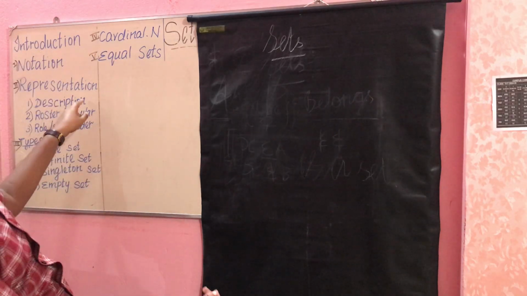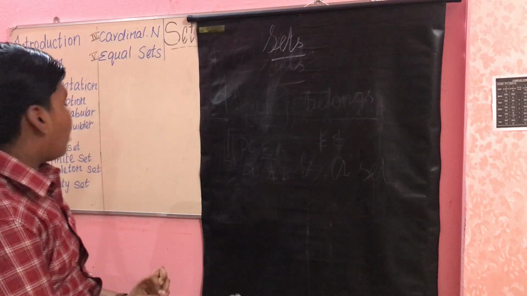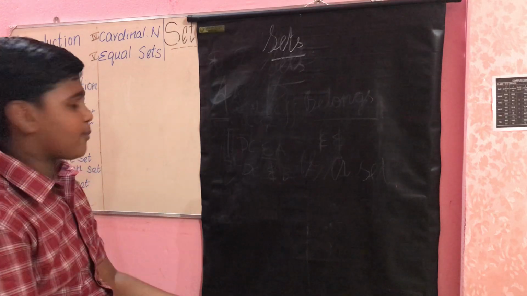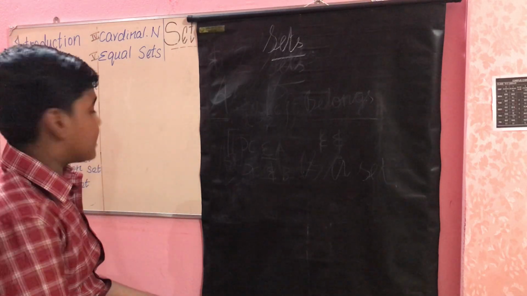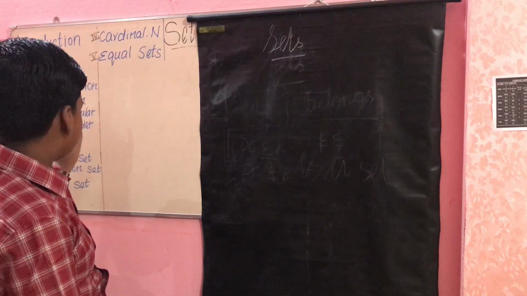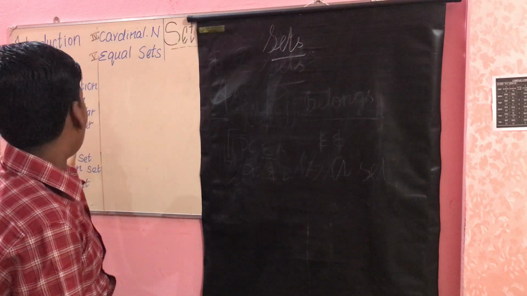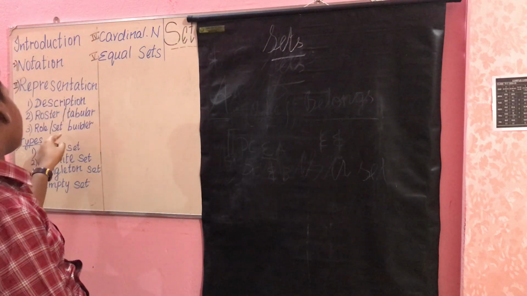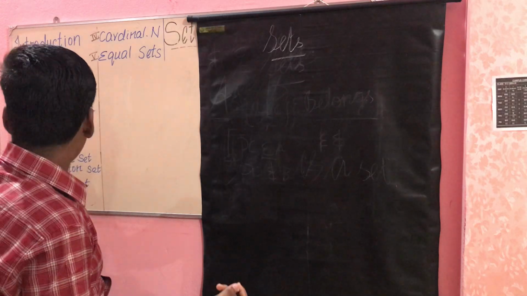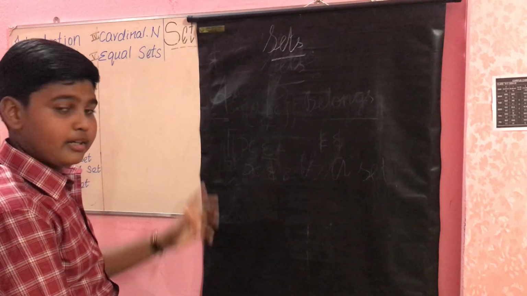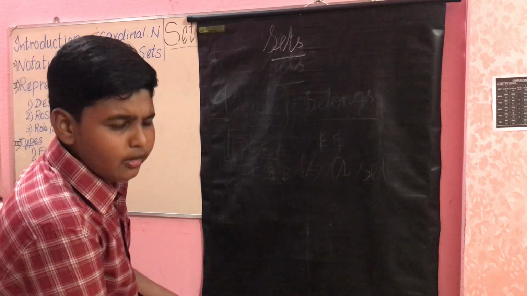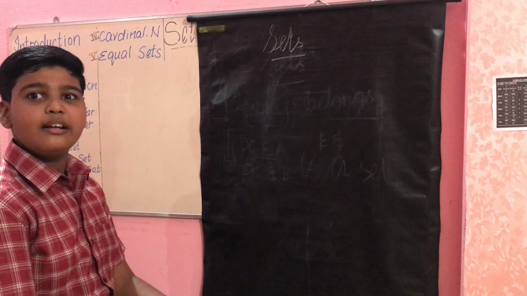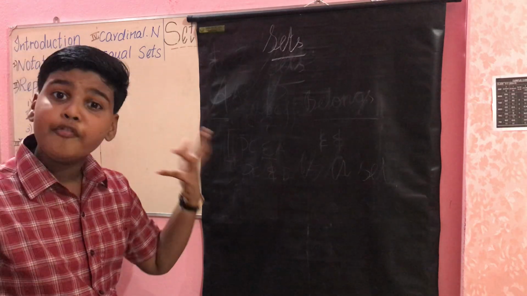So the representation of this set. How can we represent sets? There are 3 ways of representing a set: description method, roster or tabular form, or rule or set builder form. It's not role, it's rule. Now we can learn about the description method. The word itself you can find, right? Describing.